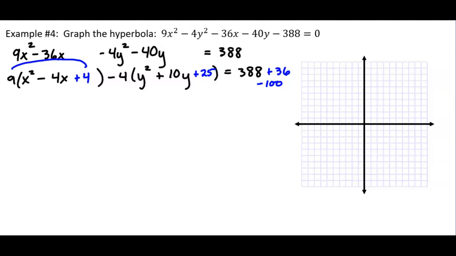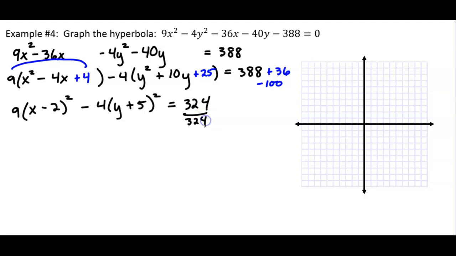Okay, so now let's go ahead and start getting it into the form. 9 times x minus 2 squared minus 4 times y plus 5 squared. And all of this over here is going to equal what? So you've got 288 plus 36. Maybe I should add the 36. I want to say it's 324. Let me check that. Okay, so yeah, that looks good. Let's go ahead and divide by the 324. So it is positive.